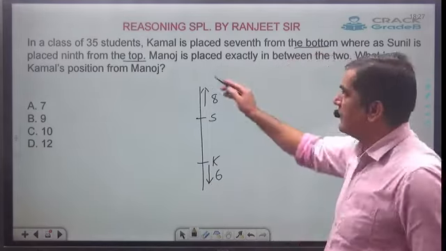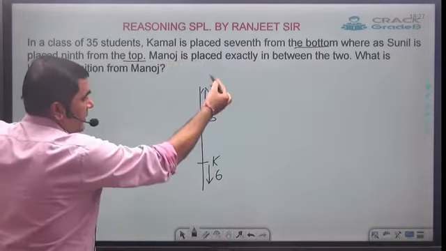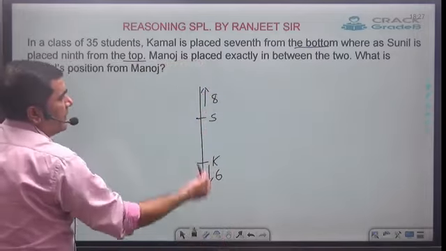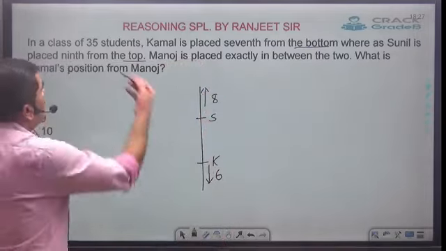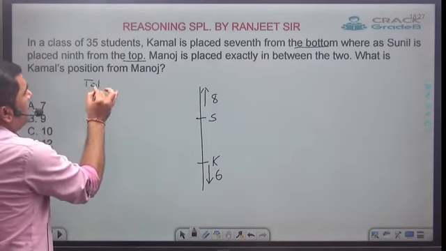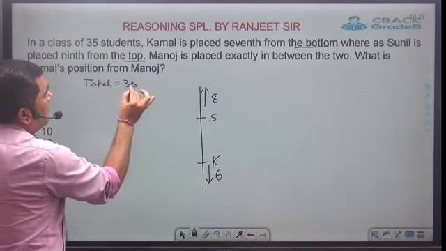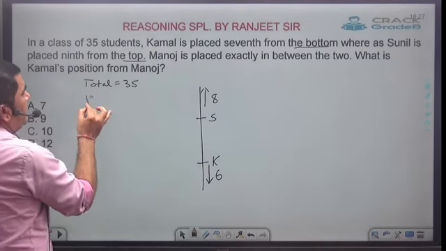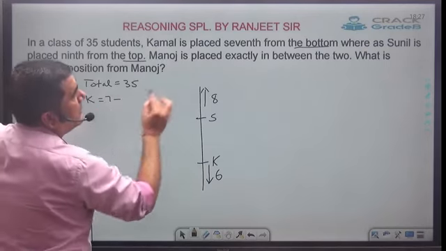See, here they have given, okay, why I have taken case number 1? Here the question comes, sir, why you have taken case number 1? Why you have not taken case number 2? So my simple logic is: total is given to be 35, and Kamal's position is given to be 7 from bottom.